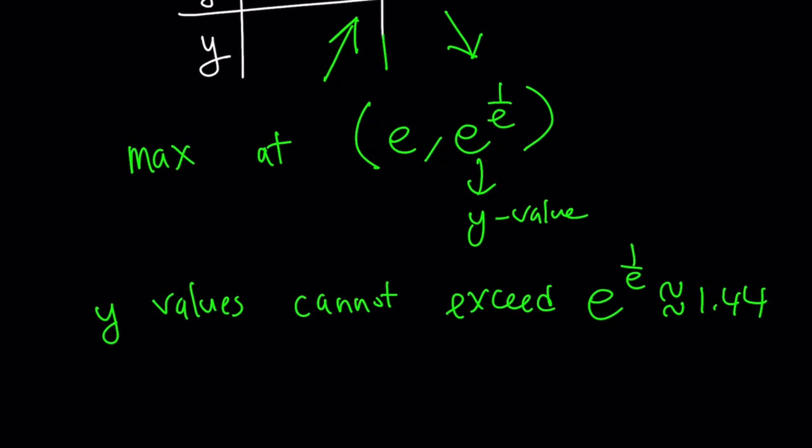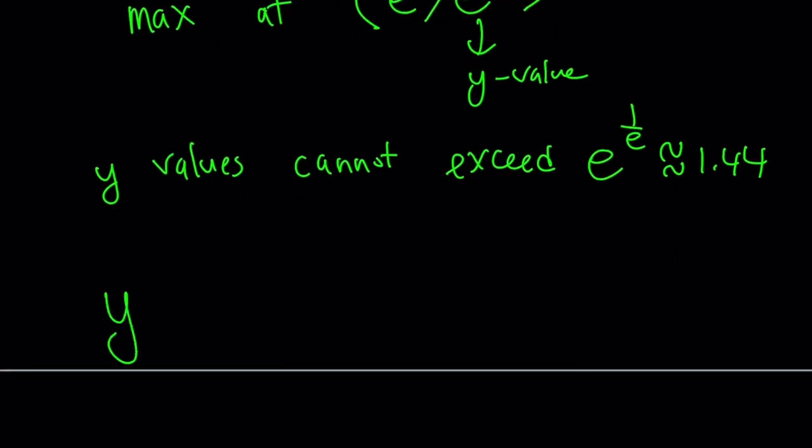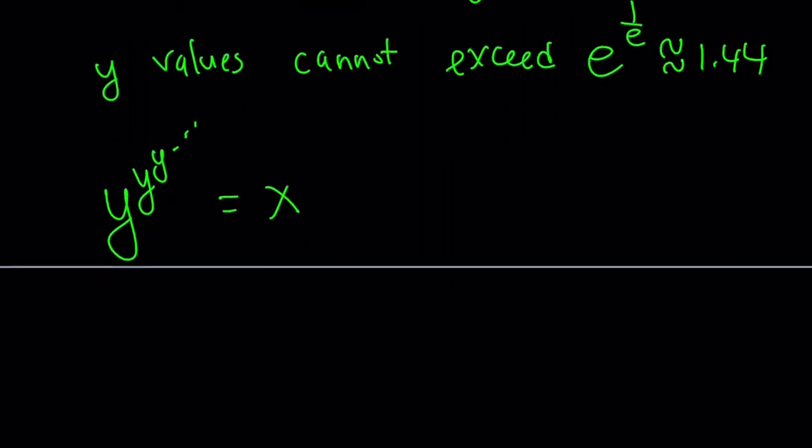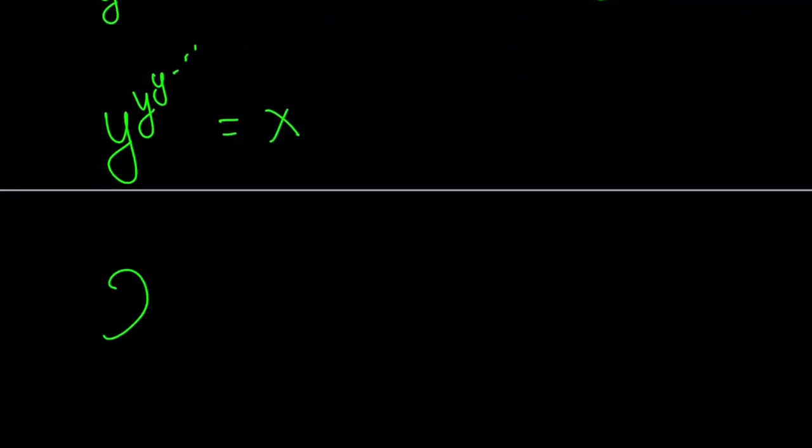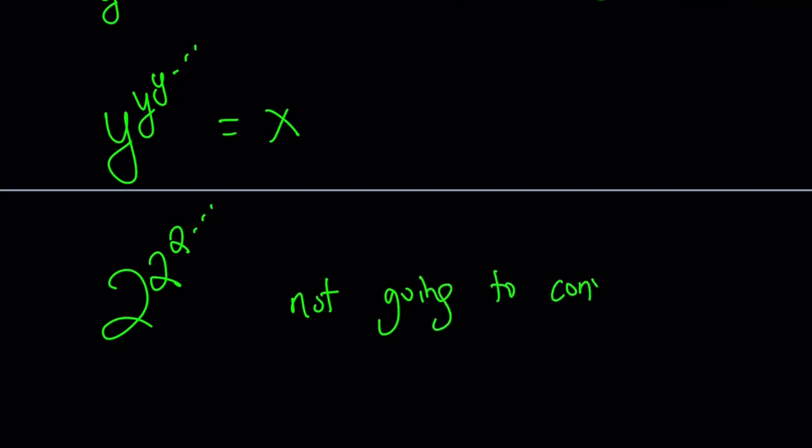Okay, great. So for example, remember our original expression was y to the power y to the power dot, and it's equal to x, and we don't want y to exceed e to the power 1 over e. So for example, what happens if y is equal to 2? 2 to the power 2 to the power 2 dot. 2 is obviously greater than 1.44. This is not going to converge, because it is going to exceed the allowable maximum value.